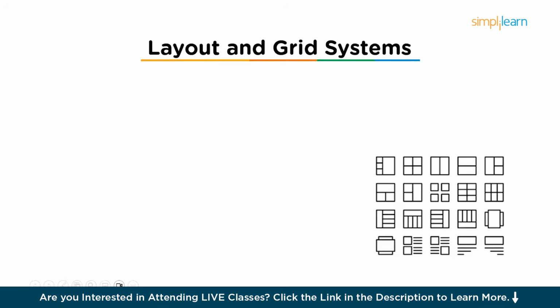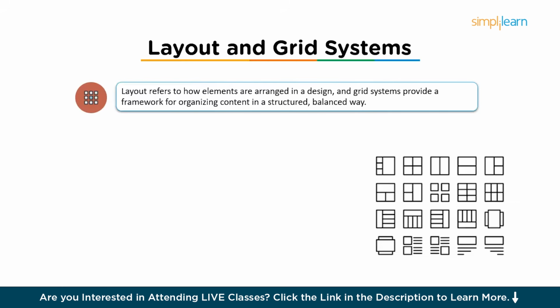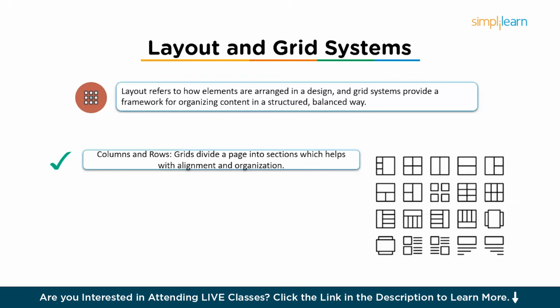Then we have layout and grid systems. Layout refers to how elements are arranged in a design, and grid systems provide a framework for organizing the content in a structured, balanced way. There are some key concepts here, that are columns and rows. Grids divide a page into sections, usually columns and rows, which helps with alignment and organization.